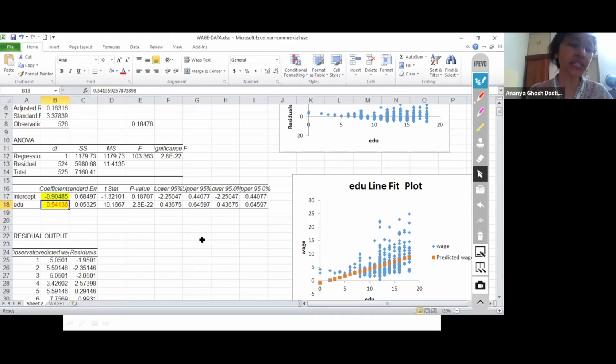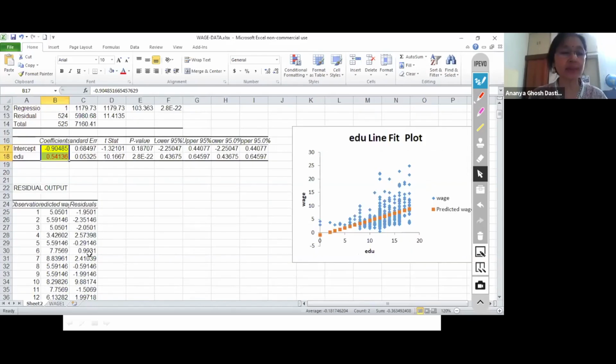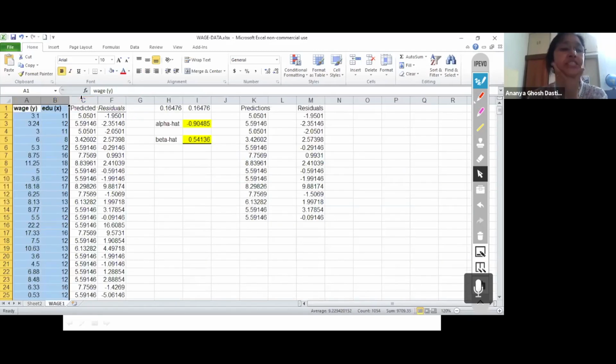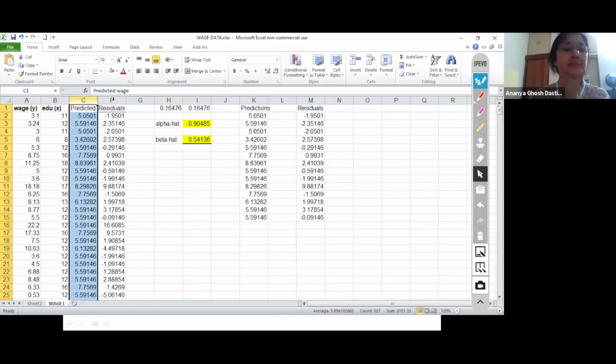It means that for 1 extra year of education, hourly wage will increase by about 54 cents. That's it. Now, what else did we talk about? We talked about using alpha hat and beta hat to generate predicted values and to generate residuals. Now, what I have done is I have copied these predicted values and residuals from this part of the sheet to the original data sheet. So here are the predictions and here are the residuals.